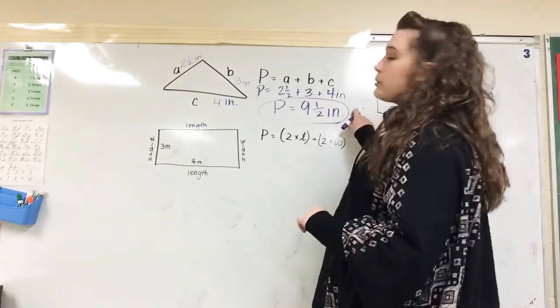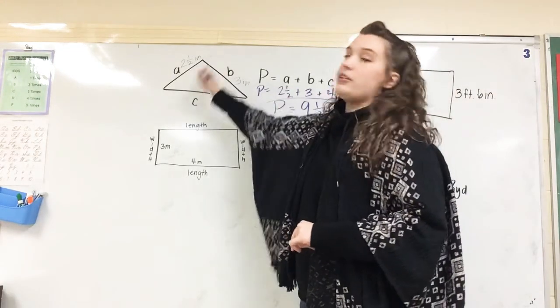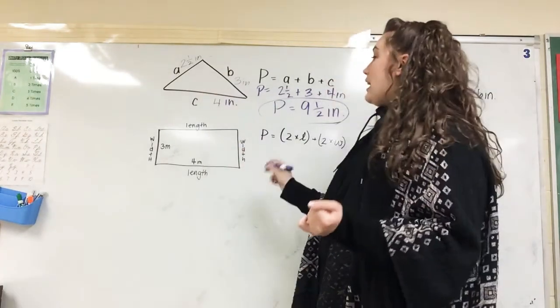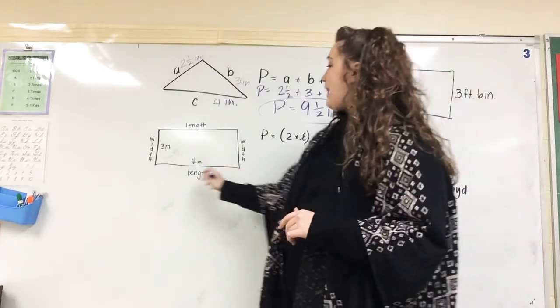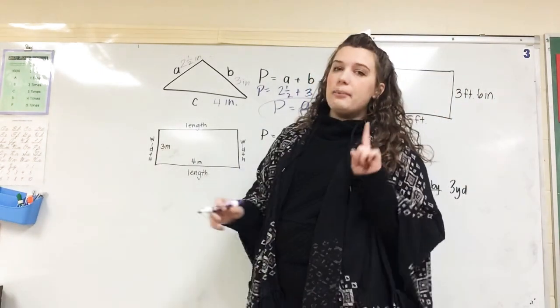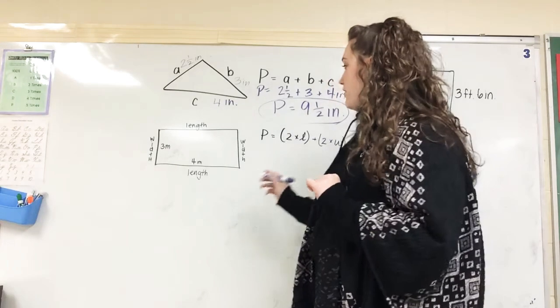Okay? So that's the perimeter of the triangle. Really easy. All 3 sides just added together. Now, the rectangle, or the square, you can do the same thing. You can just add all of these together. But there's a quicker way to do it, and it's my favorite way.